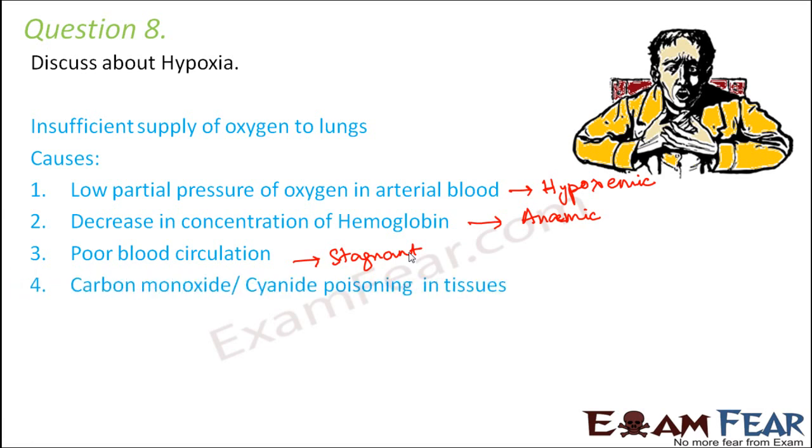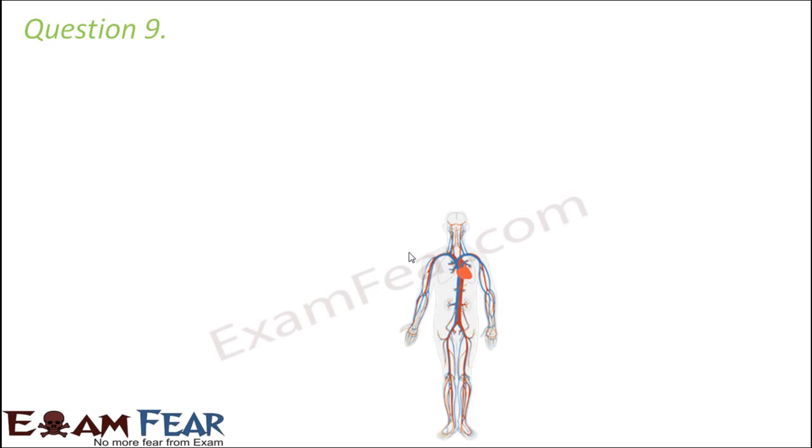It can also be due to carbon monoxide or cyanide poisoning in the tissues. During this time, the tissues will not be able to utilize even the oxygen which is present. So these are some of the scenarios, or some of the types of hypoxia. And it happens due to insufficient supply of oxygen to the lungs.